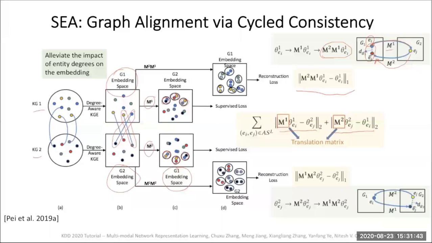So this reconstruction loss is defined to measure the difference. In a similar way, we can compare the entities in graph 2 mapped to graph 1 and then mapped back to the graph 2 space, and the reconstruction loss is calculated in a similar way. So this is how cycle consistency is used to learn M1 and M2, the transition matrices that can be used for the alignment of the other unlabeled nodes.